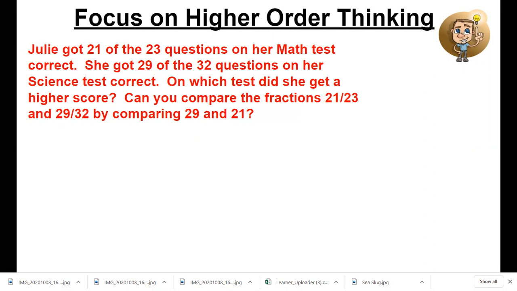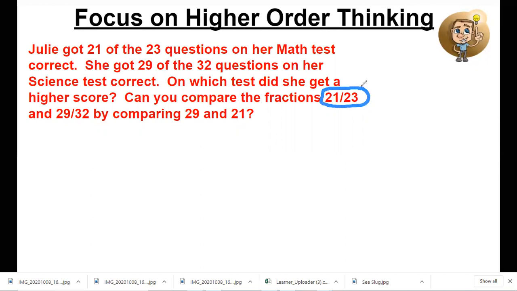So first of all, can you compare 21 out of 23? By the way, that's how I figure your grade and your percentage. I see how many you got right out of how many questions or how many points it was worth. This is her math test. She got 21 correct out of 23. I've written a ratio of 21 on the top, 23 on the bottom. I've also written what you call a fraction. A fraction and a ratio are the same thing.